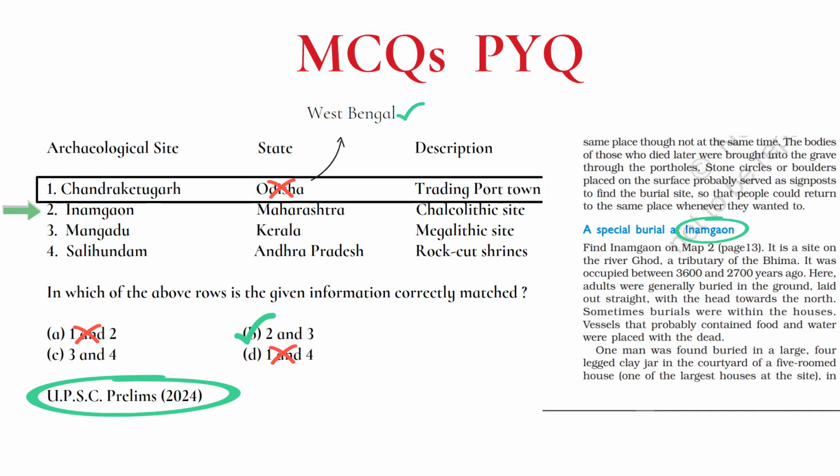Now other 2 sites that are given, Mangadu and Salihundam, they are not covered in any conventional sources and no one would have prepared for this. But just from previous year question analysis and the NCERT, we could have solved this very difficult question. But now since Mangadu and Salihundam has been asked in previous year question, we have to keep a note of these sites. Mangadu is indeed a megalithic site from Kerala and Salihundam is a Buddhist site from Andhra Pradesh.